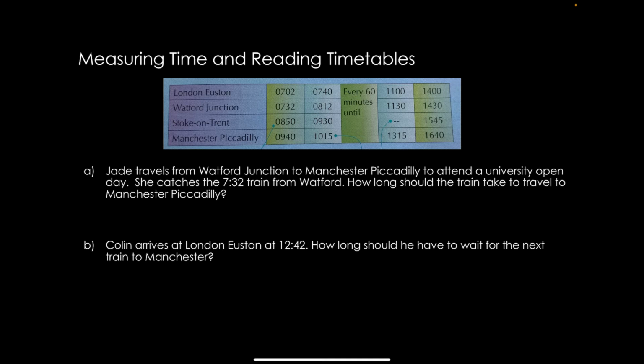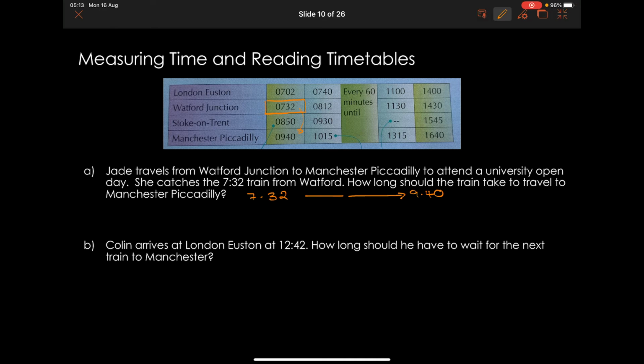So, first of all, she goes from Watford Junction. So here's Watford Junction, and she leaves at 7:32. It says, how long should it take for the train to arrive in Manchester? Well, it arrives in Manchester at 9:40. So she's travelling from 7:32 all the way up to 9:40. Okay?